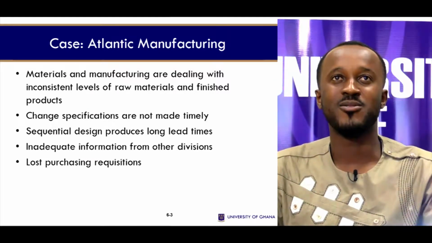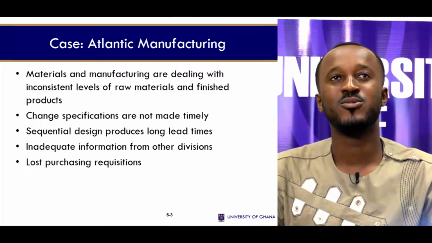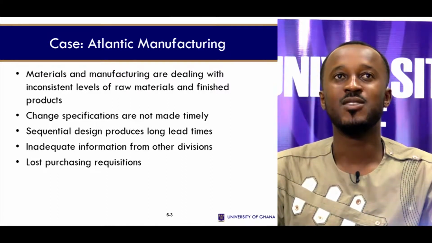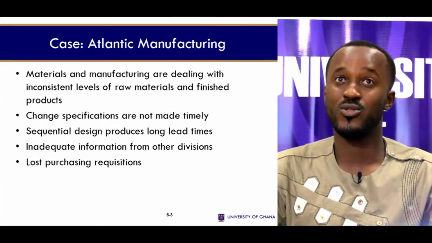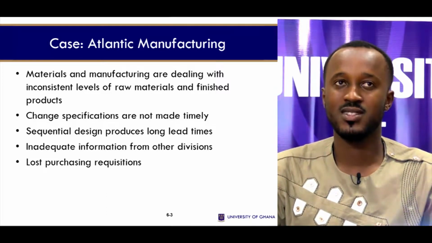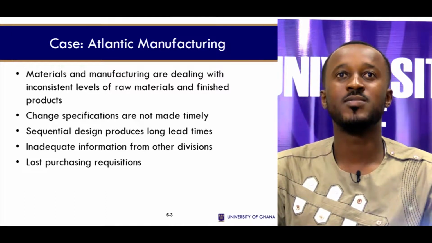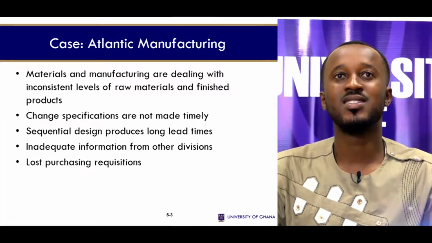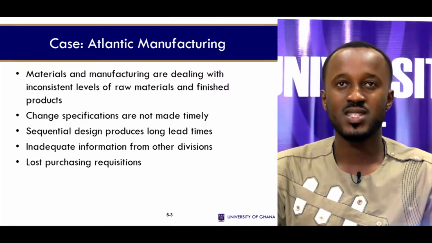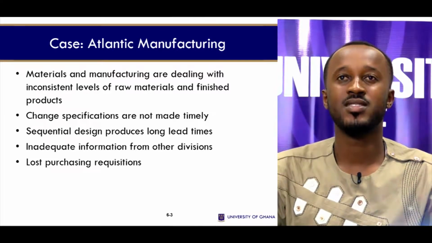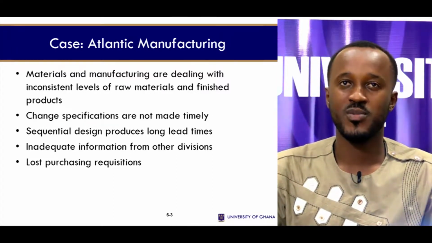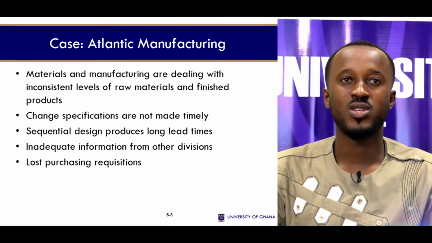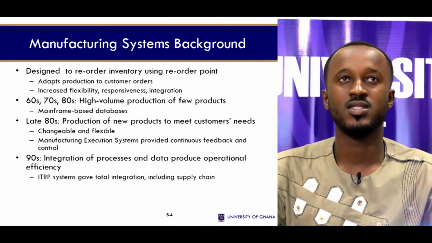In this session, with regards to Atlantic Manufacturing, we'll see that materials and manufacturing are dealing with inconsistent levels of raw materials and finished products. Change specifications are not made timely. Sequential design produces long lead times. There's inadequate information from other divisions. Then there's lost purchasing requisitions.